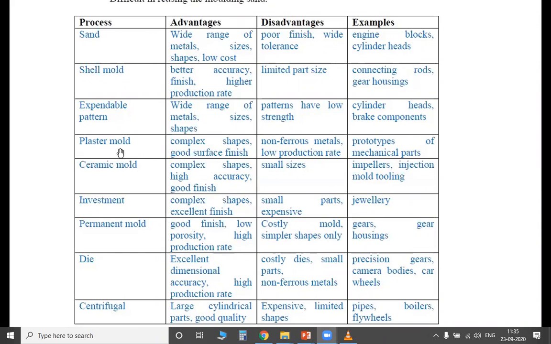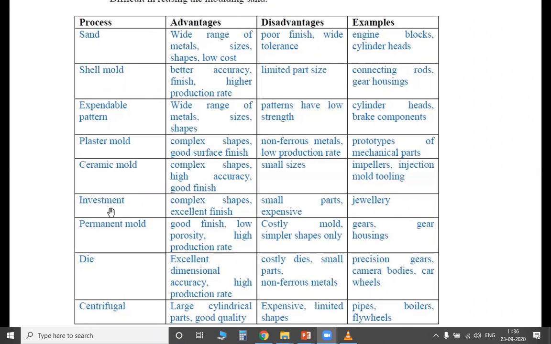Plaster mold: complex shapes and good surface finish. We have learned plaster of Paris molds. The disadvantages are non-ferrous metals only and low production rate. Examples are prototypes of mechanical parts. Next, the ceramic mold: complex shapes, high accuracy, but small size. The disadvantage is small sizes. Examples are impellers, injection molds and tooling. So these are the things which can be done with ceramic molds.